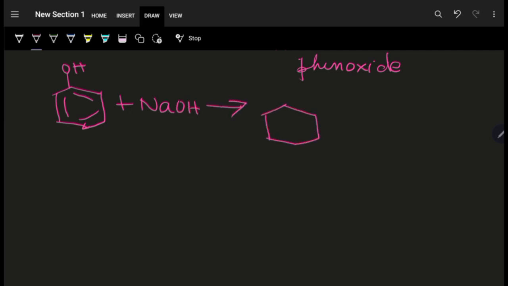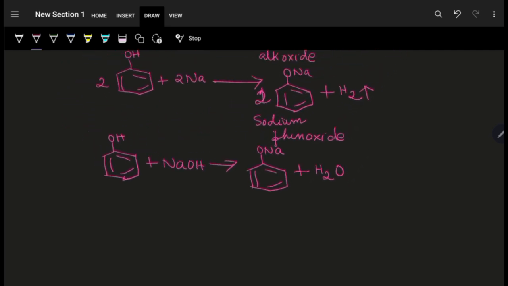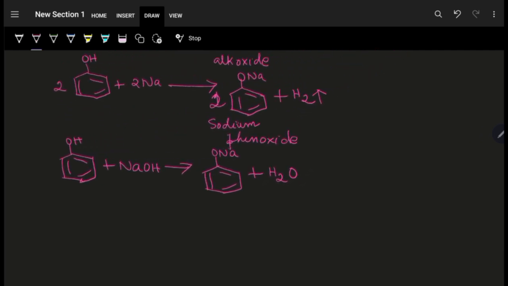In the previous case with active metal, you have seen formation of sodium phenoxide and hydrogen gas. Here you are seeing the formation of sodium phenoxide and water, just like any other acid-base reaction. These are the two reactions. Now, the above reactions are showing that alcohols and phenols are acidic in nature.